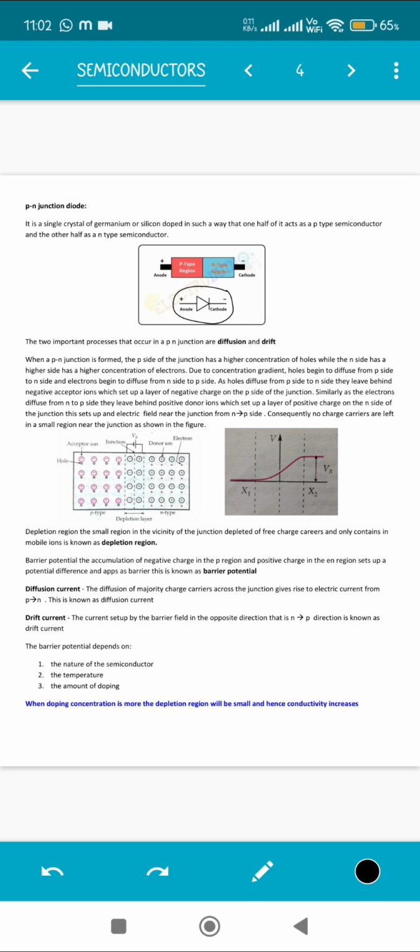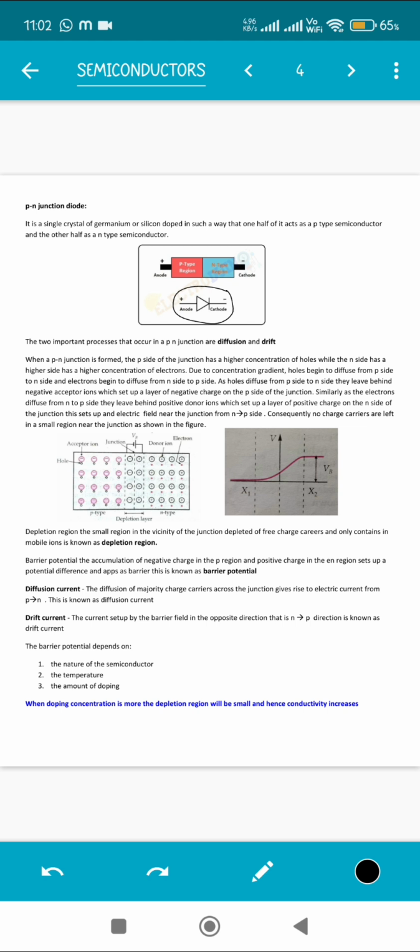As holes diffuse from P side to N side, they leave behind negative acceptor ions which set up a layer of negative charges on the P side of the junction. Similarly, as the electrons diffuse from the N to the P side, they leave behind positive donor ions which set up a layer of positive charge on the N side of the junction. This sets up an electric field near the junction from N to P side.